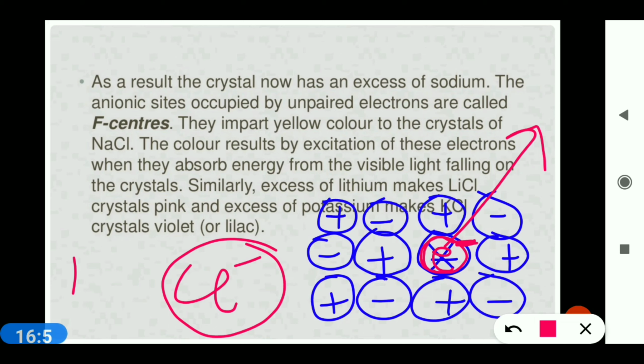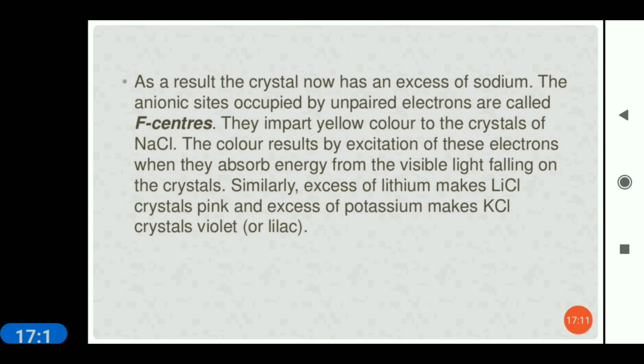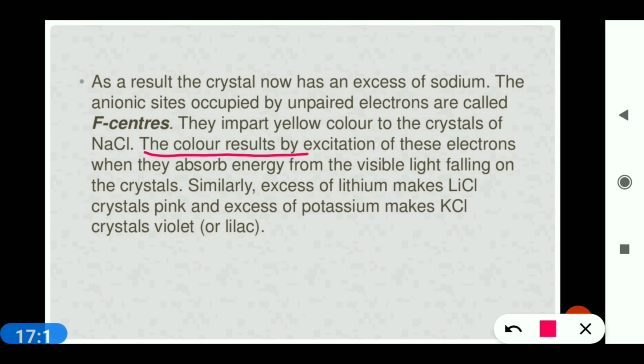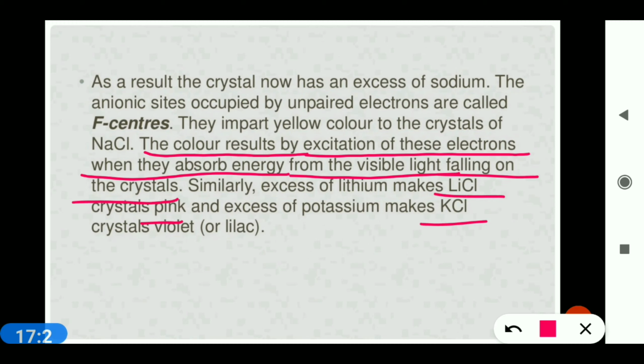If we take the example of NaCl, you know the color of NaCl is white, but when the Farbe center or F center is there, then due to this F center, the color of NaCl becomes yellow. So they impart yellow color to the crystal of NaCl. Color results from the excitation of these electrons when they absorb energy from the visible light falling on the crystal. Similarly, LiCl is pink in color and KCl is violet in color because of the F center or Farbe center.